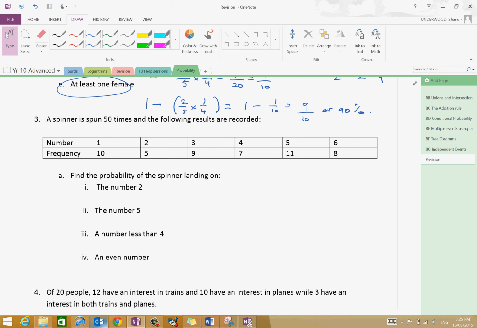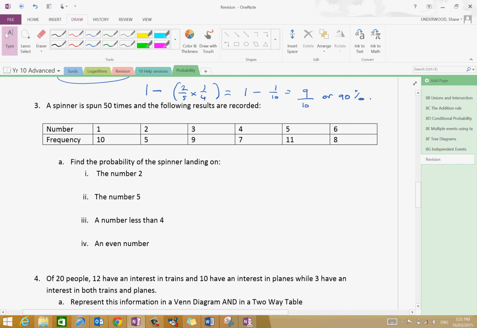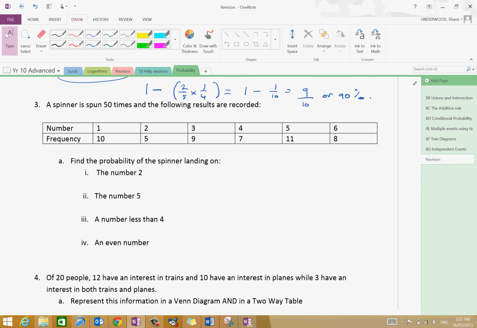Okay? Now, a spinner is spun 50 times and the following results are recorded. Find the probability of the spinner landing on 2. Well, the number 2, we've got 5 events out of how many? 50. So 5 out of 50 is equal to 1/10.